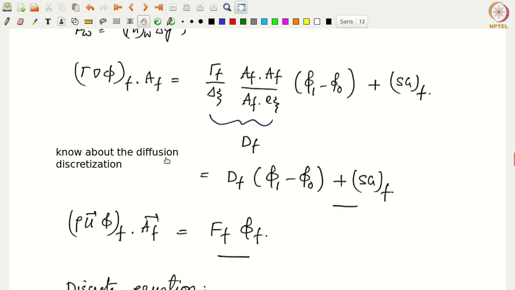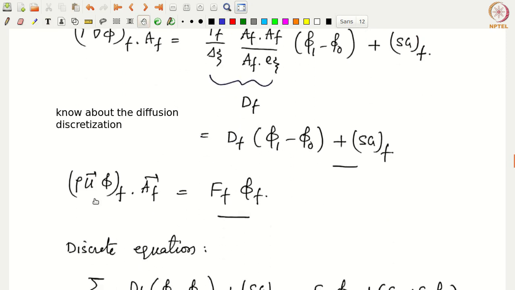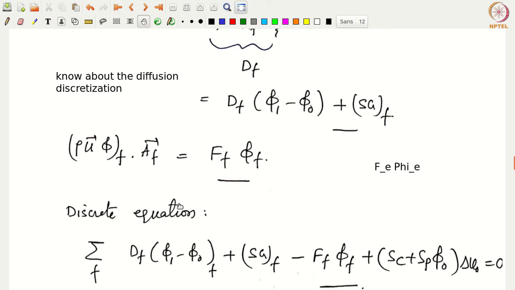What about the convection term? The convection term, if we write, that is rho u bar phi f dot Af bar. With our definition of rho u bar f dot Af as Ff, this term evaluates to Ff times phi f. Now notice the similarity here. This is basically similar to your Fe times phi e. Of course, the definition of Fe is slightly different here because it doesn't consider the direction. All right, so then we have Ff times phi f.